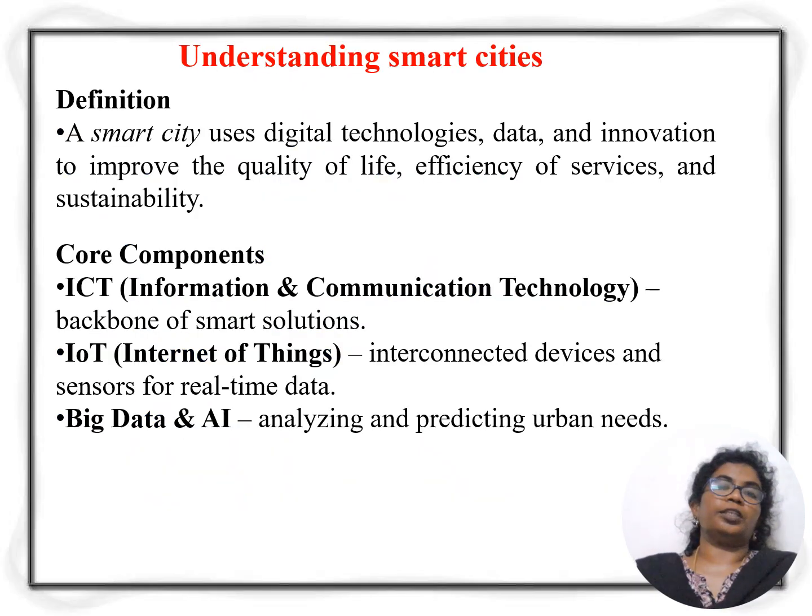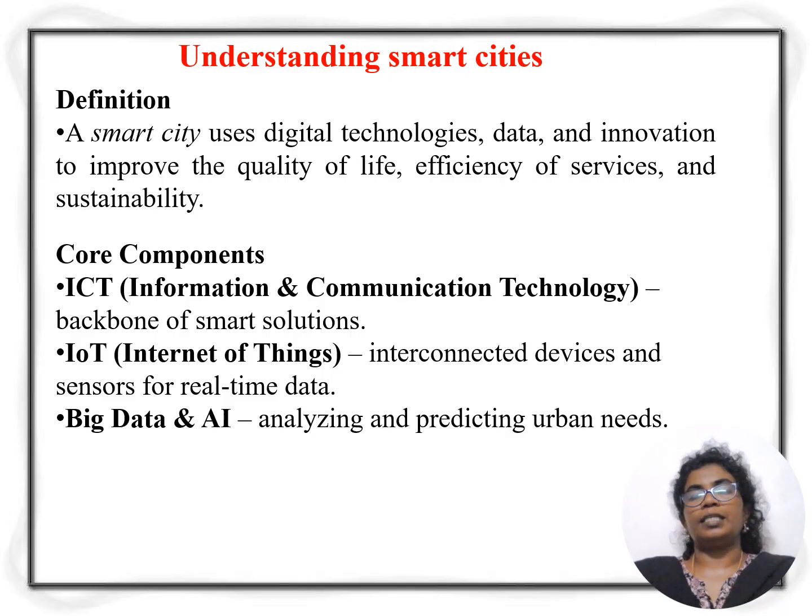So before going into the lecture, we are going to see about what is a smart city. A smart city uses digital technologies, data and innovation to improve the quality of life, efficiency of services and sustainability. The main core components of this particular smart city include ICT. It is nothing but information and communication technology, which is the backbone of all the smart solutions. Next one is IoT, Internet of Things, which is interconnected devices and sensors for real-time data. Finally, big data and AI. It is for analyzing and predicting the urban needs.